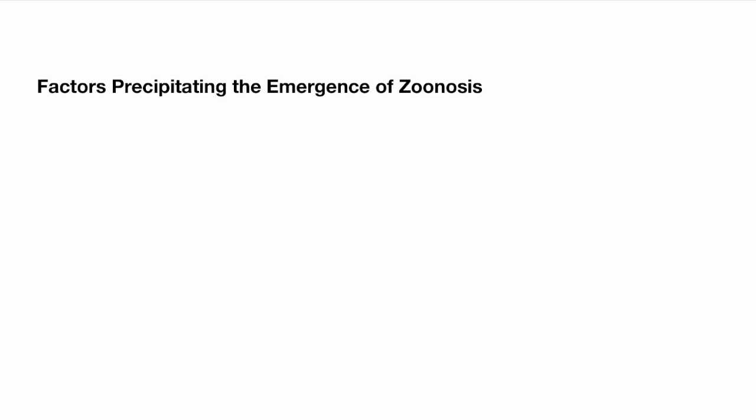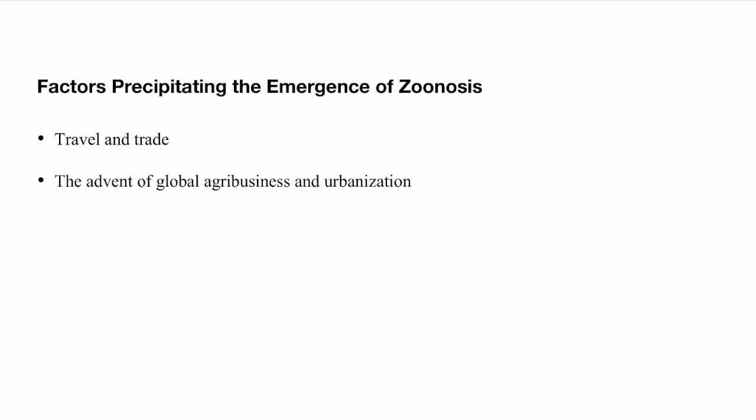So what are the factors precipitating the emergence of zoonosis? Let's discuss this. First, travel and trade. For example, an infected individual or mosquito or other arthropod vectors can cross the world in less than 24 hours because of the technology that has developed in terms of travel and trade. Next is the advent of global agribusiness and urbanization. For this, we can use the example of food products that can be transported from one corner of the world to another in no time. If the food product is contaminated, the contamination from the USA, for example, can infect someone in Pakistan or Nepal or China, or different parts of the world.